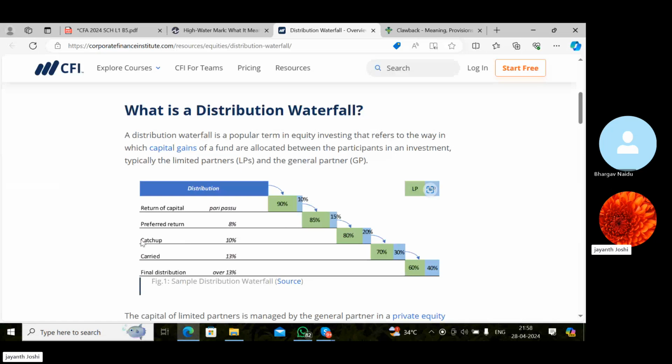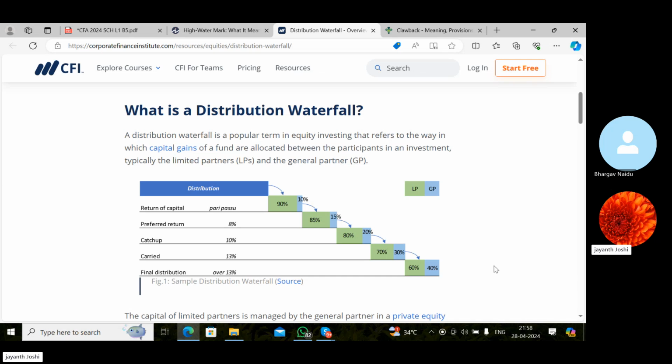Catch up. We already discussed catch up, right? Catch up clause: 8% was the hurdle, extra 2% he got, and then that 20% the GP should get and 80% should go to LP. And then carried interest, 70-30, and then final distribution over 13%, 60-40.